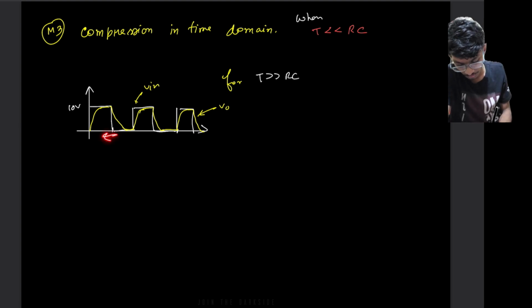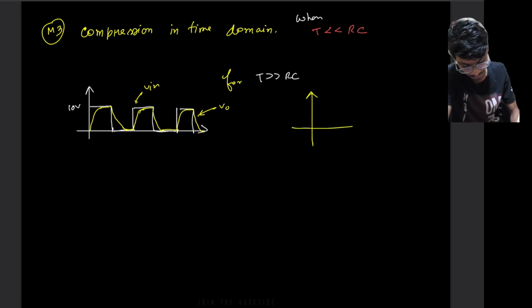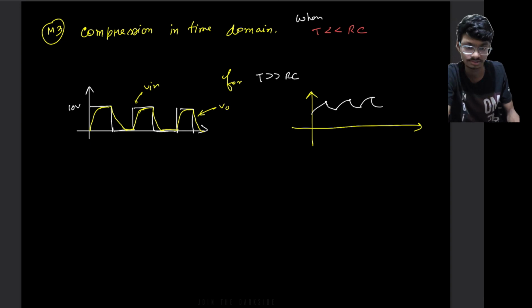So we are just compressing this waveform over one time period. If we just compress this waveform, how will it look like? It will look like something this. It's compressed, like this part is getting compressed, and this part is also getting compressed. It's not charging fully and discharging fully. It's something like this, and it has some DC value.